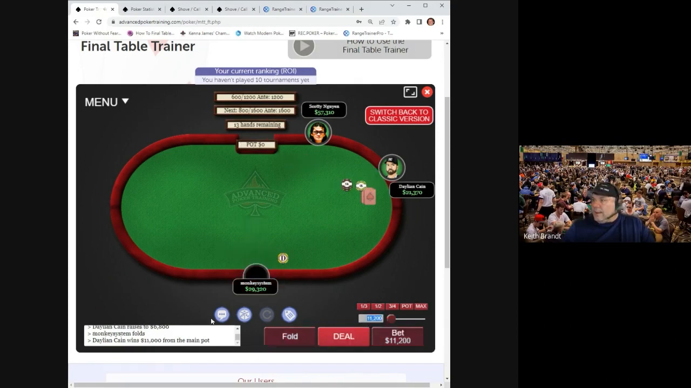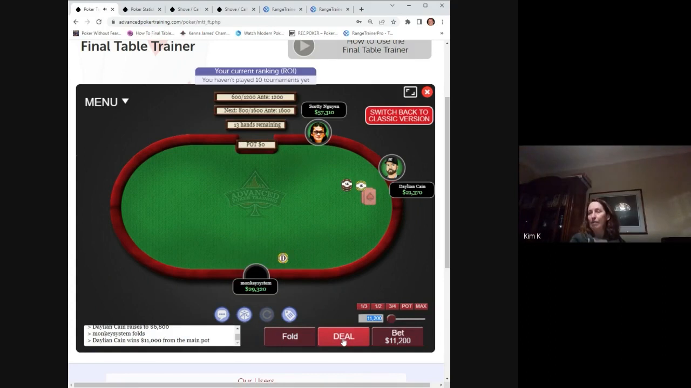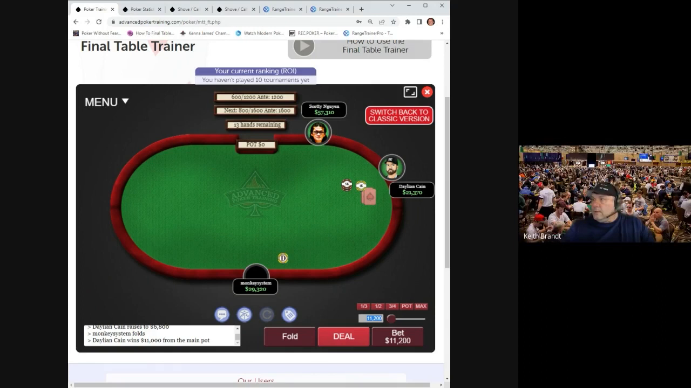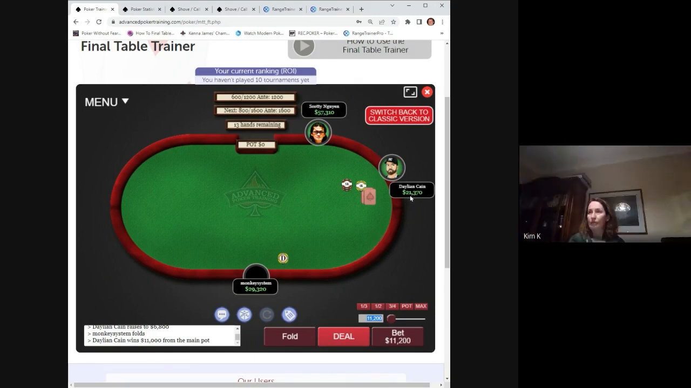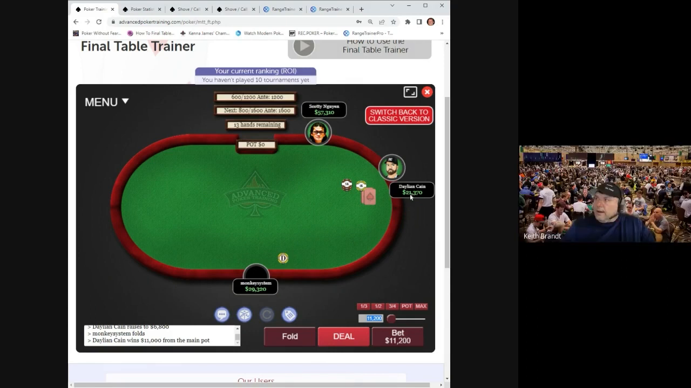I think limping's coming back into things more, especially from the button, right? When you have an effective stack of 20 or around there, or 15, whatever it was, then that's a limping type situation on the button. Okay, he's still in the re-steal zone. We are at about 25 big blinds.